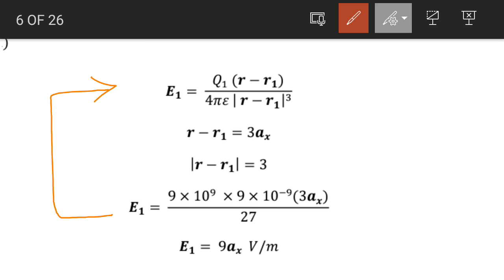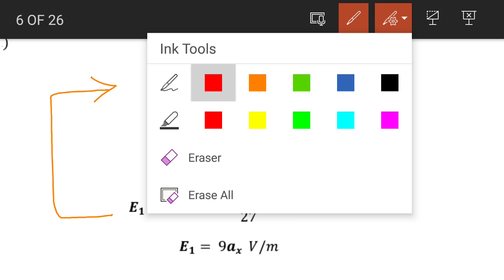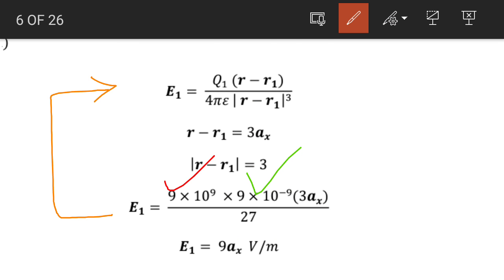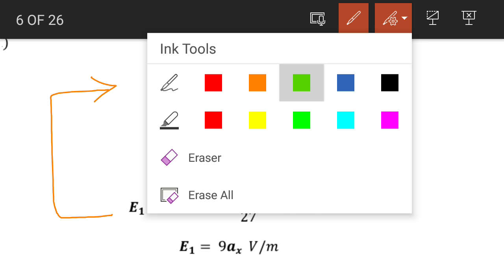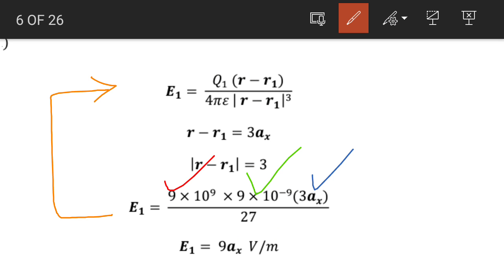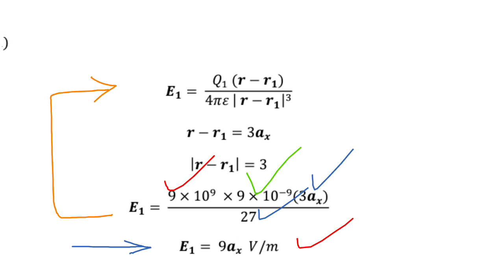1 over 4 pi epsilon naught is 9 into 10 raised to power 9, and Q1 is 9 into 10 raised to power minus 9, and R minus R1 is 3ax, and then we have the magnitude of 3 cubed in the denominator, which is 27. So the electric field intensity at the mentioned point due to source Q1 is 9ax volt per meter.